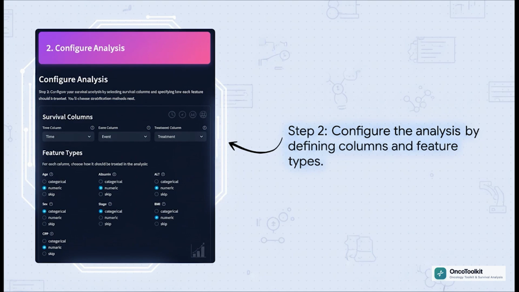Next up, we just have to tell the tool what it's looking at. We basically map out our data, telling it which column is for survival time, what counts as an event, like a relapse, and of course, which column defines our treatment groups. We also clarify if other variables like age are numeric, or if something like stage is categorical. This is what sets the stage for the entire analysis.